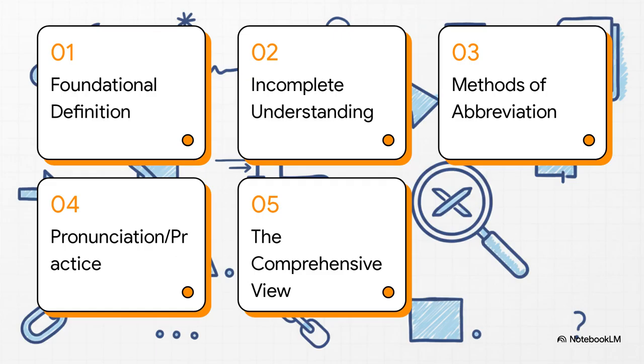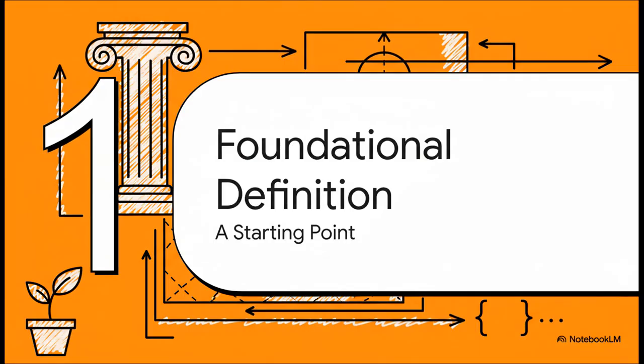We'll begin with the foundational definition. Then, we will examine why that initial understanding is incomplete. From there, we will detail the specific methods of abbreviation, cover the crucial rules for pronunciation and practice, and finally, we'll bring it all together for a comprehensive view. So, let's begin with Section 1, the foundational definition. We'll consider this our baseline for the analysis.